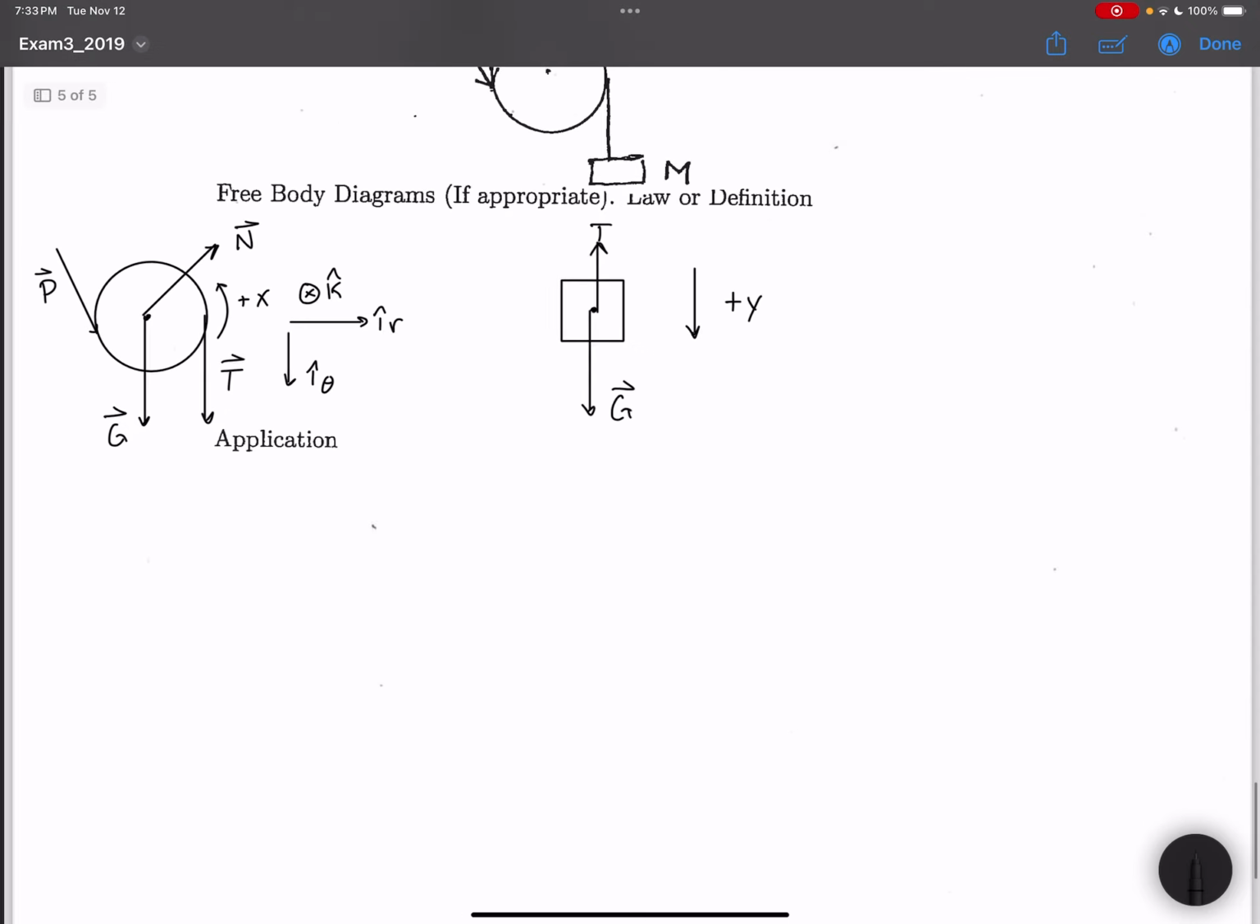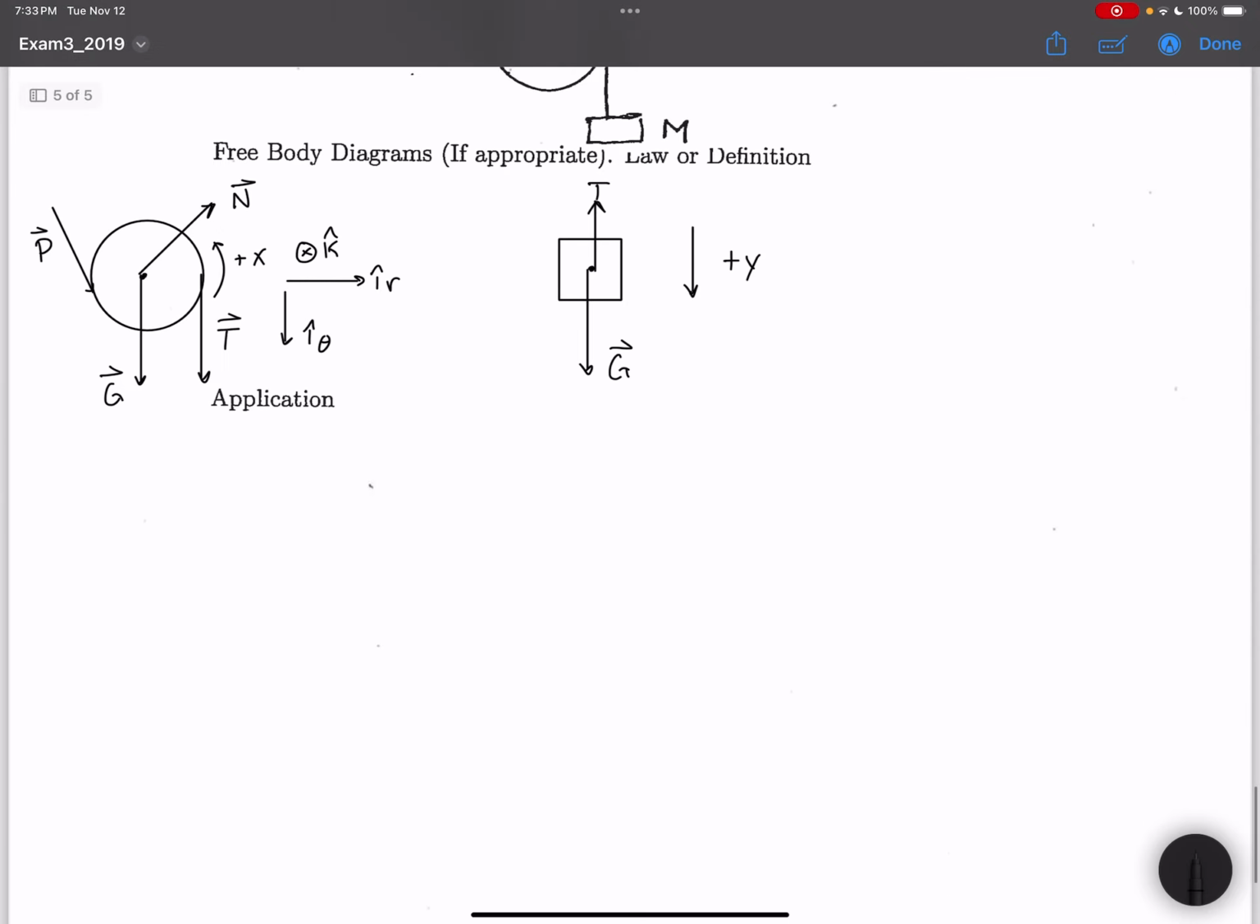So we have our free body diagrams. So what we want to do now is when the block moves some distance s, so is the pulley in this direction, right?